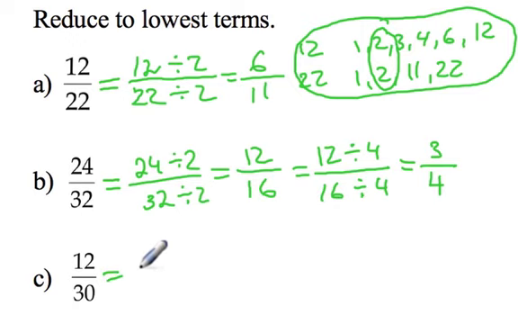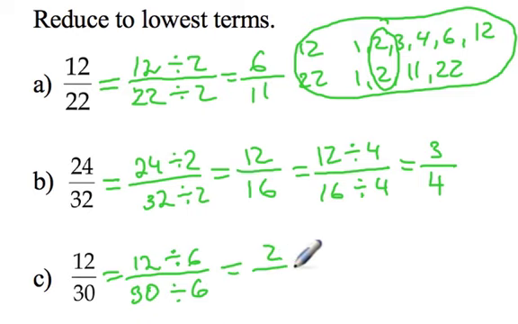12/30. First we have to decide what is the greatest common factor. And for 12/30, the greatest common factor is 6, because 12 divides by 6 and 30 also divides by 6. So 12 we will divide by 6, and whatever we do to the numerator we have to do to the denominator as well. 12 divided by 6 is 2, and 30 divided by 6 equals 5. So 12/30 in lowest terms equals 2/5.